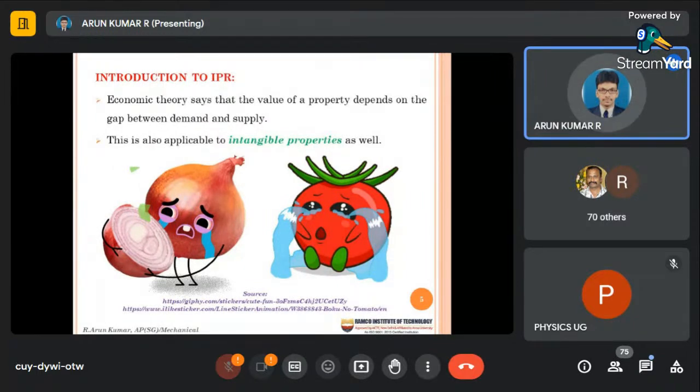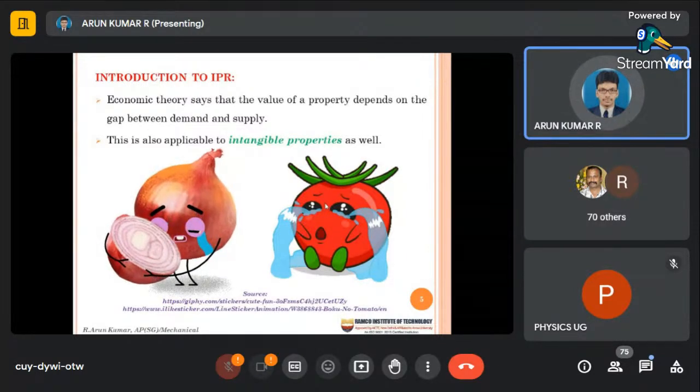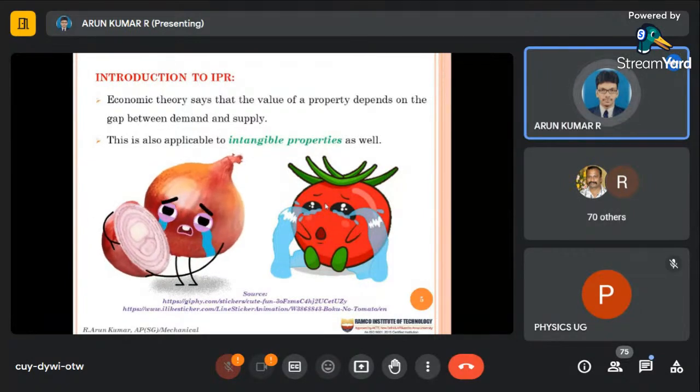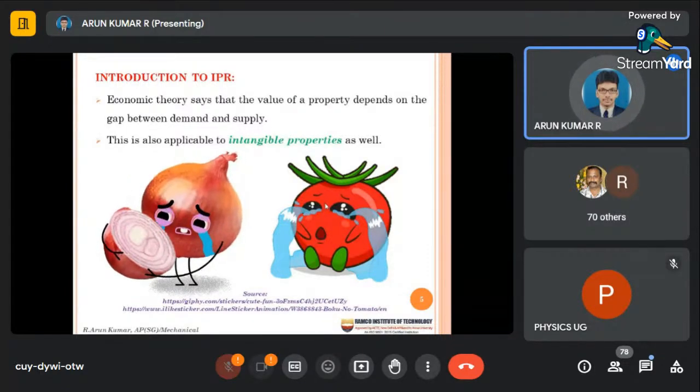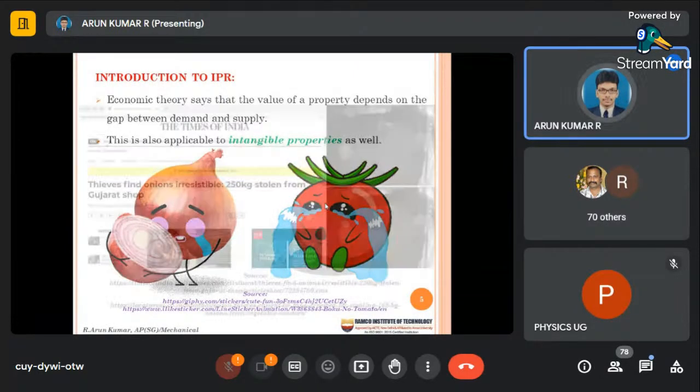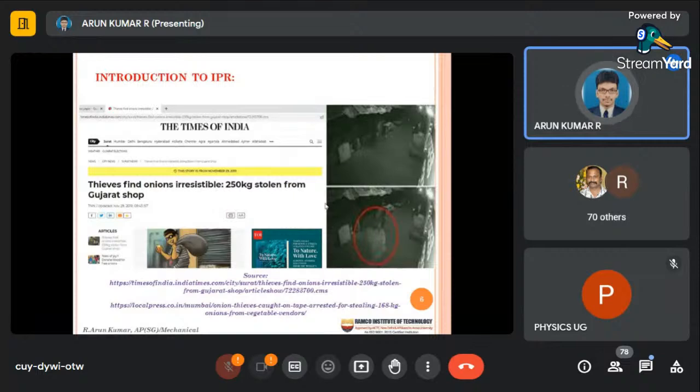Now, what I'm trying to convey is that onion and tomato are tangible properties. Tangible in the sense we can touch and feel them; we can physically touch those properties. When the price of these tangible properties rose from its normal price to 200 or above, people in our country started to steal onions and tomatoes in bags. Once again, onion and tomato are tangible property which we can touch and feel, and when the price rose to 200 rupees, people started to steal it.